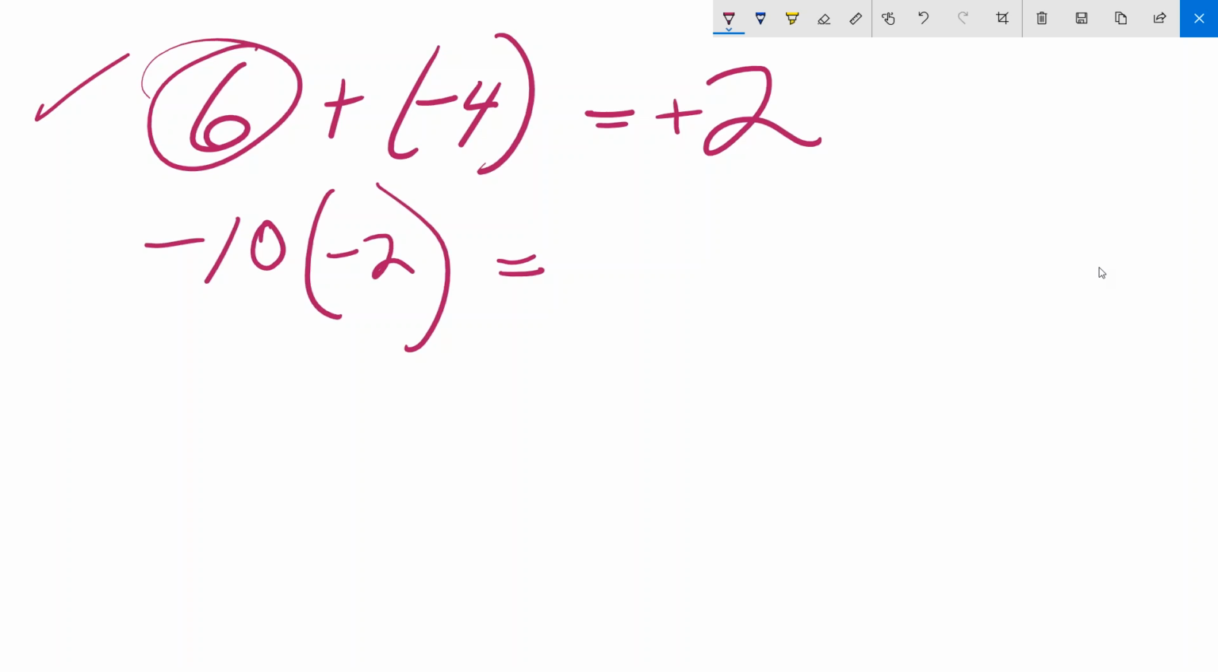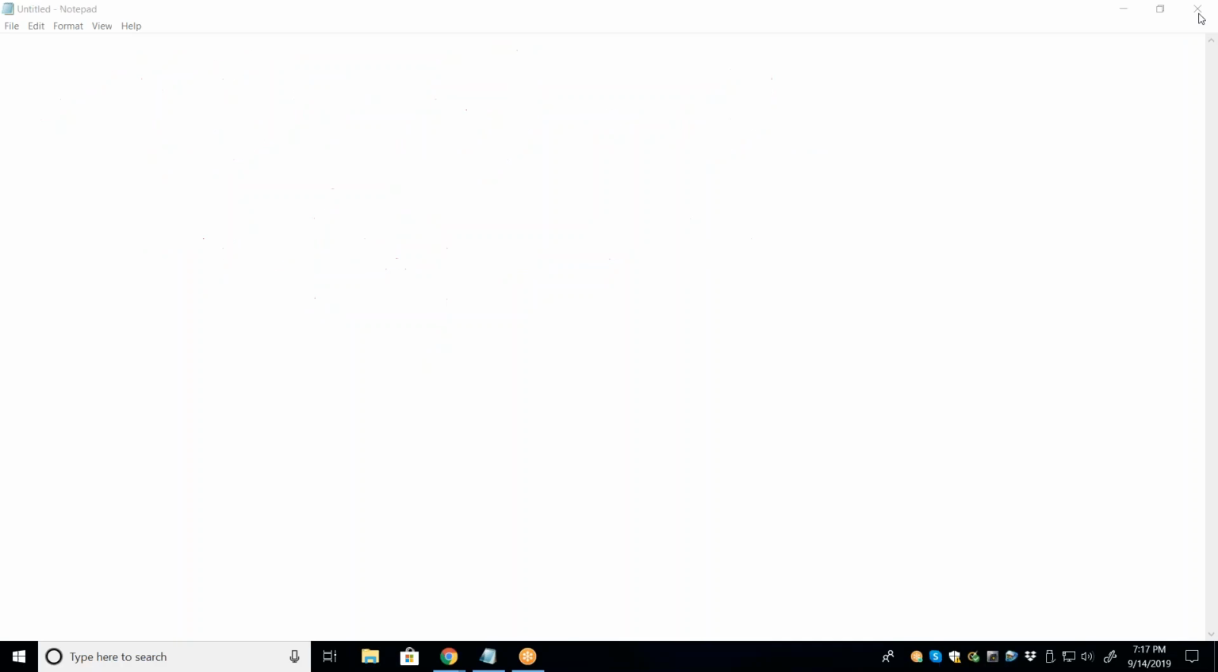Negative? No, when you multiply a negative times a negative, it's a positive. Same thing if you divide a negative by a negative. So this is a positive what? Positive 20. Okay.